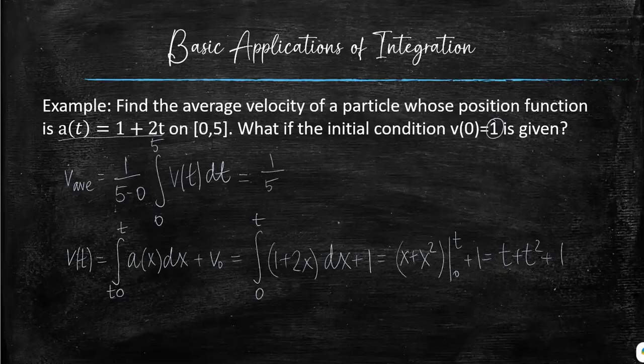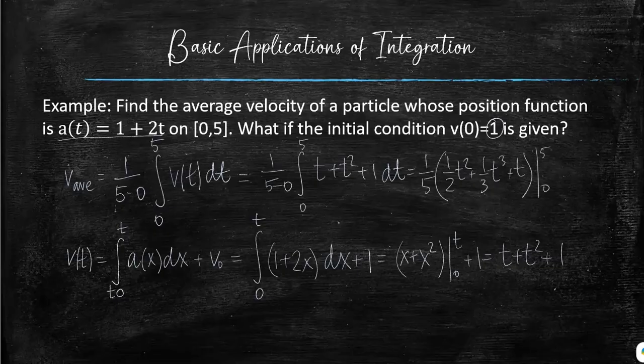So we can find the average velocity by applying the formula for the average value of a function. So it's going to be the integral from 0 to 5 of t plus t squared plus 1 dt. And the answer is 1/2 t squared plus 1/3 t cubed plus t evaluated from 0 to 5. At 0 it's 0, but at 5 it's going to be 25 over 2 plus 125 over 3 plus 5.